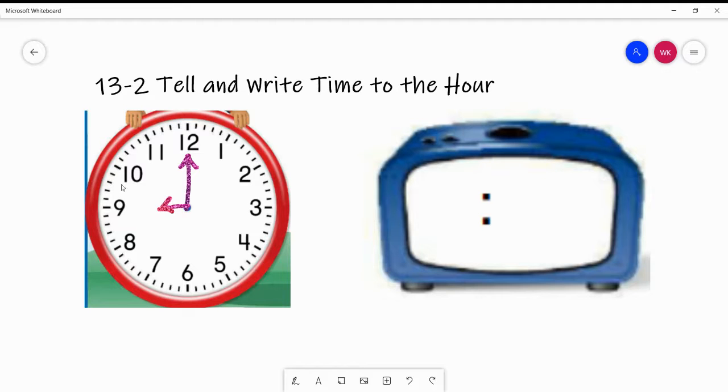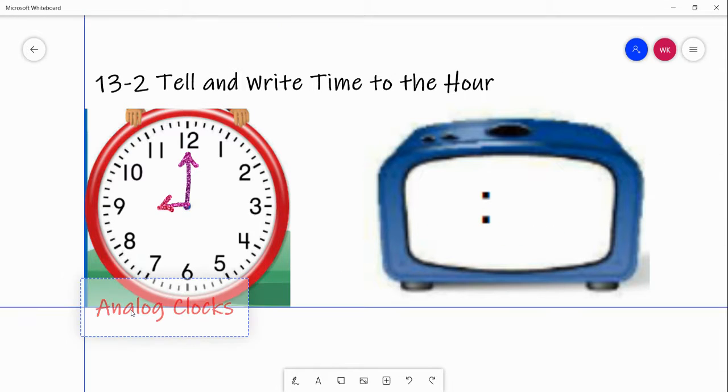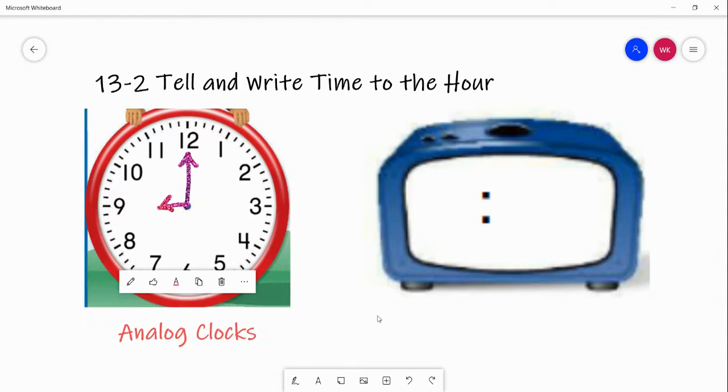Hello, we are going to go over lesson 13-2, tell and write time to the hour. So in the last lesson, you guys learned about analog clocks. The analog clock is on the left here. I'm going to write it out so you can see how you spell it too. So this one is an analog clock on the left.